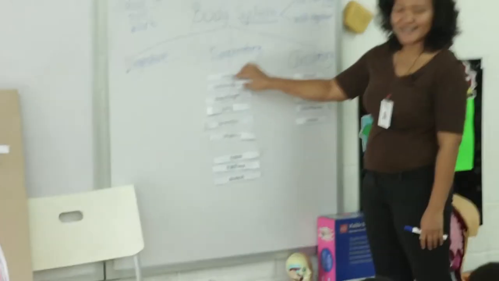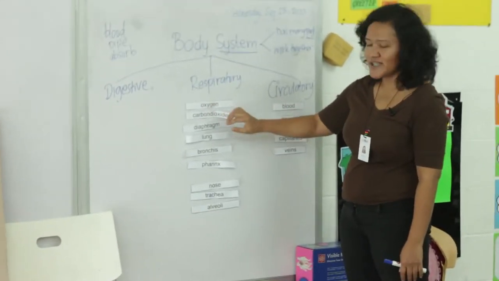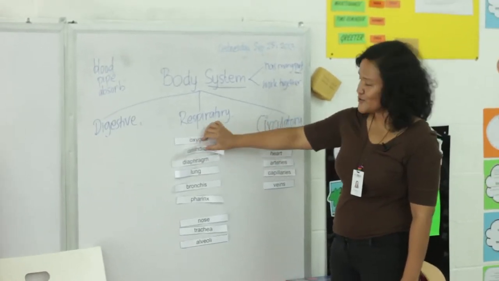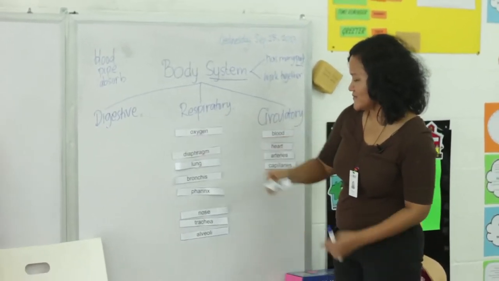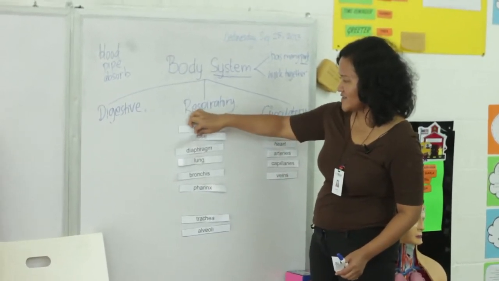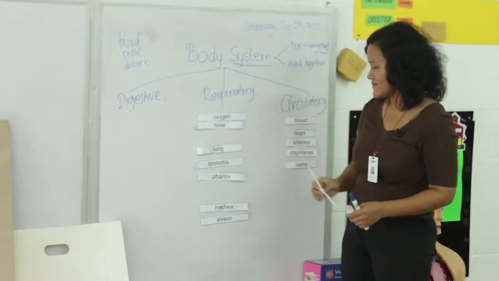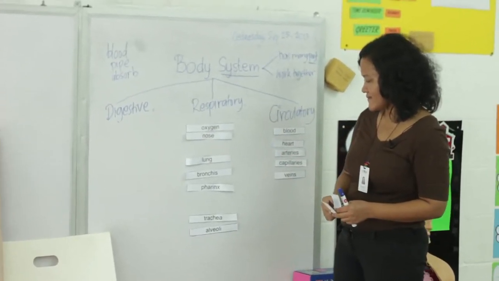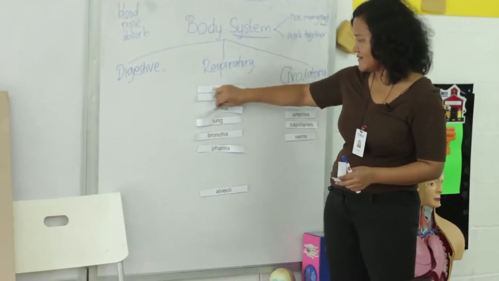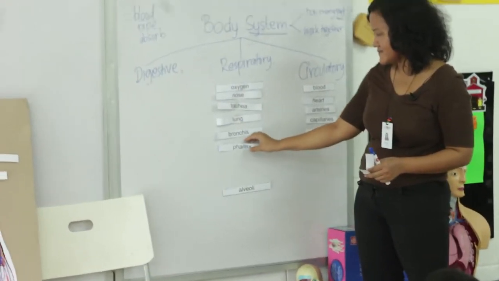It's when we inhale and exhale. When we inhale, nose first, Miss. Nose first. Okay, nose, then oxygen. So oxygen goes to the nose, and what happened? Lung. Trachea. Trachea, the airways, and then? Lung. Then? Lung, branches. Okay.